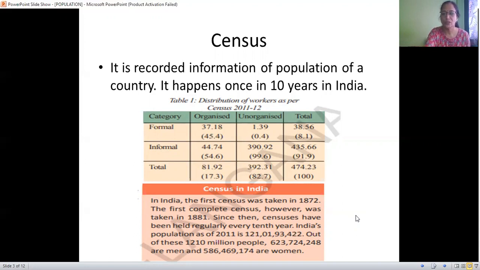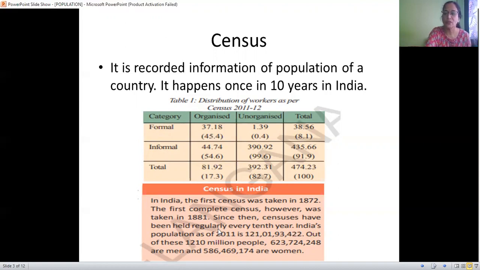Now, here in this figure, you can find out the first census was taken in 1872 and the next census was taken in 1881. That means the census happens once in 10 years. Now, it also provides information about how old the people are, their houses, occupation, religion, etc.